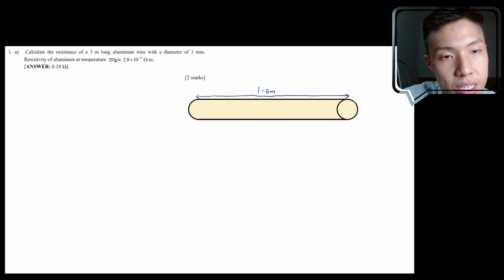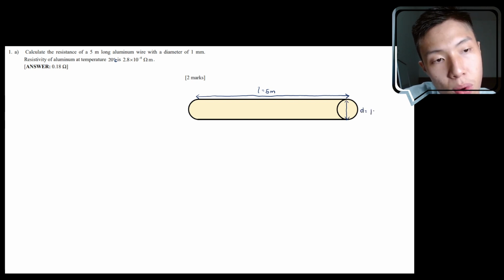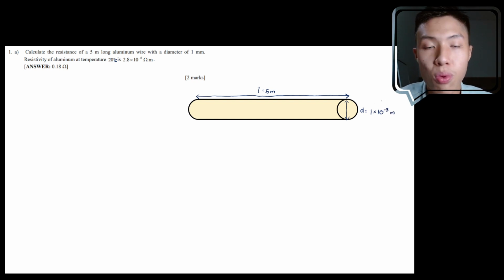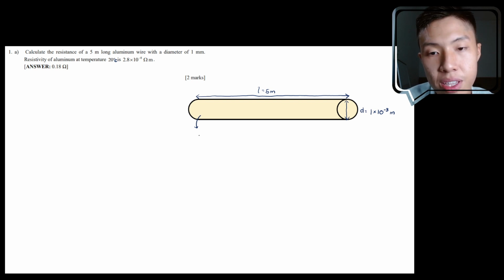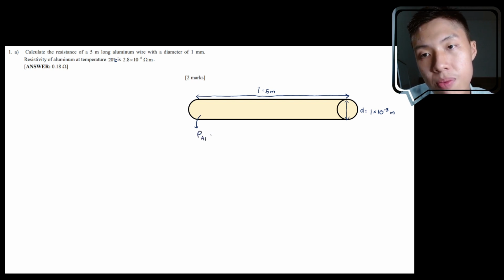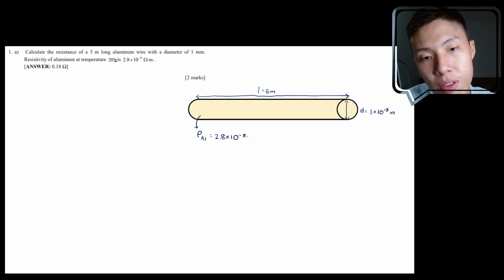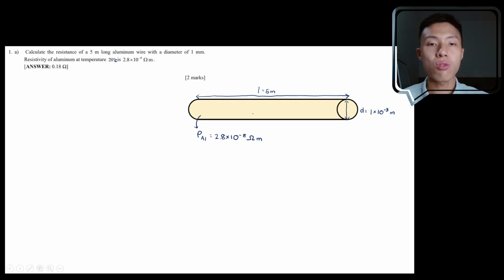You also know that the cross-section area has a diameter of 1 millimeter. So the diameter D will be 1 times 10 to the power negative 3 meter. Then lastly, since this wire is made of aluminum, the aluminum will have its own resistivity. For temperature of 20 degrees Celsius, the resistivity of aluminum is 2.8 times 10 to the power negative 8 ohm meter. Okay, so you actually have all the information you need to determine the resistance of this aluminum wire.